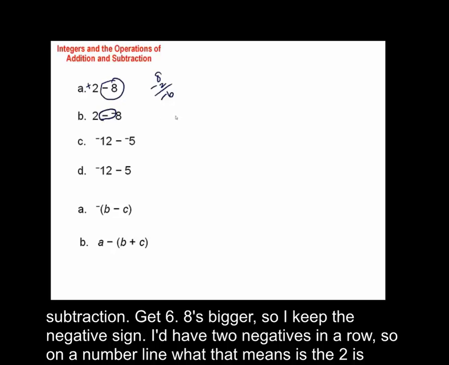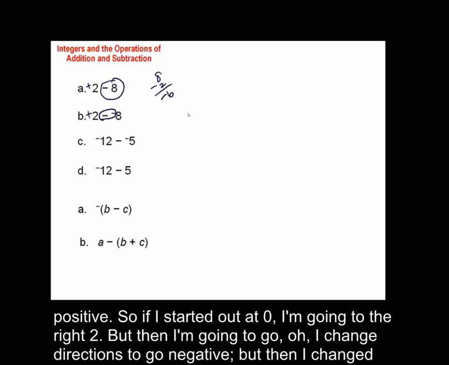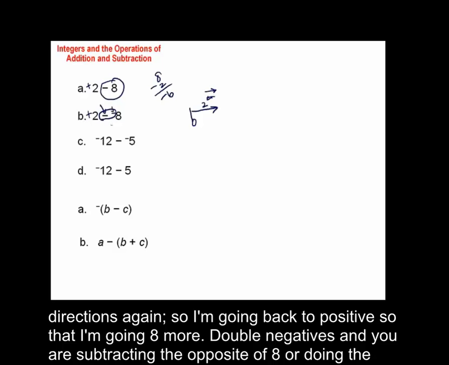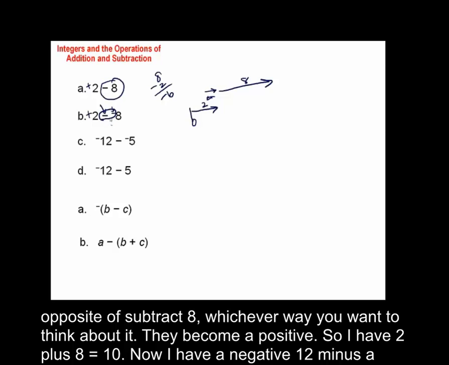I'd have 2 negatives in a row. So on a number line, what that means is the 2 is positive. So if I start out at 0, I'm going to go to the right, 2. But then I'm going to go, oh, I changed directions to go negative, but then I changed directions again. So I'm going back to positive, so then I'm going 8 more. Double negatives, and you're subtracting the opposite of 8, or doing the opposite of subtract 8, whichever way you want to think about it, they become a positive, so I actually have 2 plus 8 equals 10.